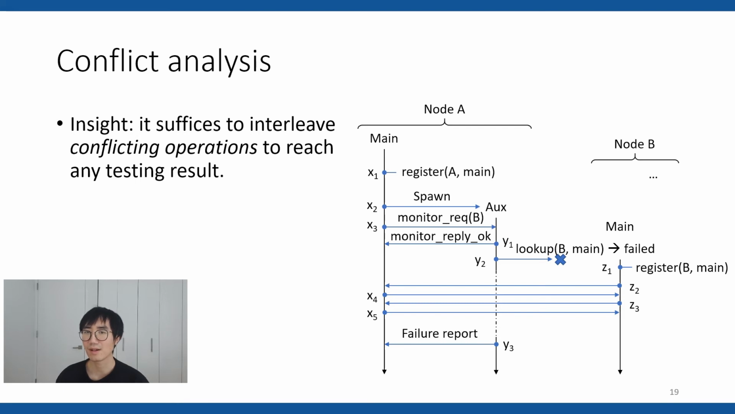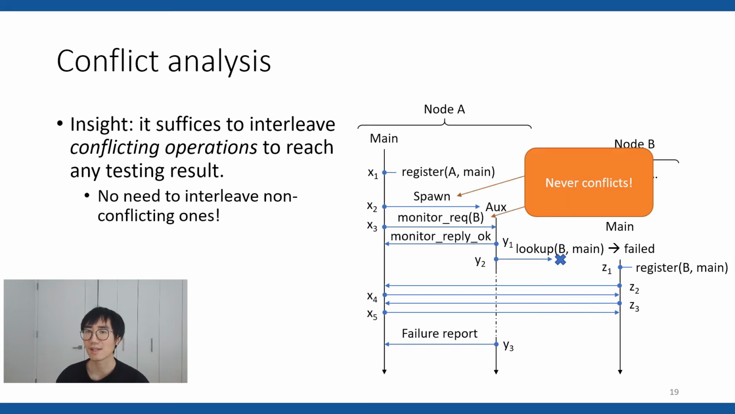By semantics of concurrent programs, only reordering conflicting operations can affect the execution result. Thus, to produce any testing result, it is enough to interleave only conflicting operations while scheduling non-conflicting operations as soon as possible, effectively ignoring them during the exploration. Such as here, the spawning of the auxiliary process as well as the monitor request message never conflict with others, and we can always schedule them right after the previous process registering operation.